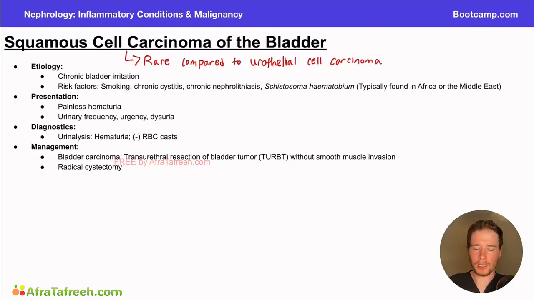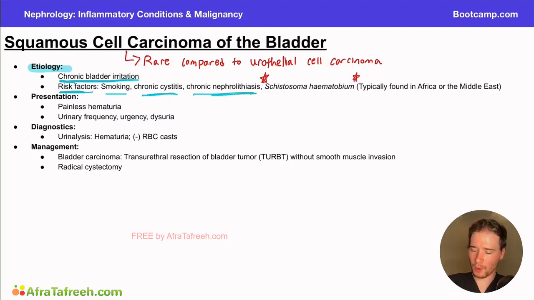So when we talk about the etiology here, the main point I want you to take from this video is that this is due to chronic bladder irritation. So something that is a sustained effect on the bladder over time is most likely to lead to squamous cell carcinoma. The risk factors here you're going to notice are very similar, but I'll point out the key one I want you to know for test taking purposes. So smoking, we know, chronic things like cystitis, chronic nephrolithiasis or kidney stones, but the key one I want you to keep in mind for test taking purposes is right here.